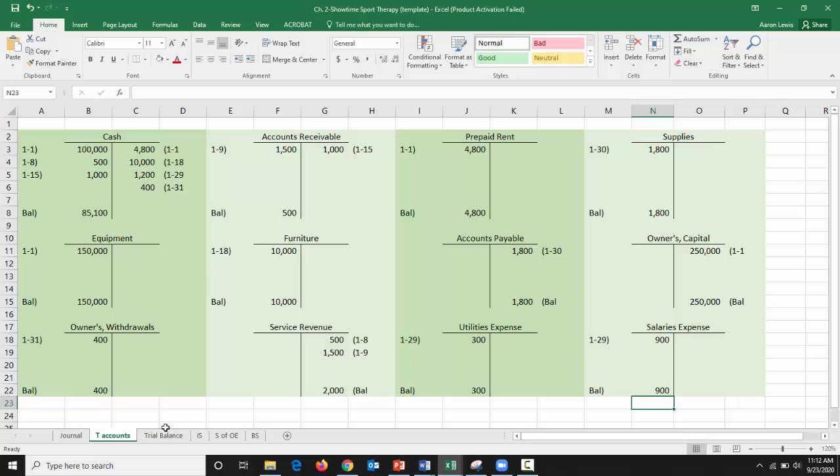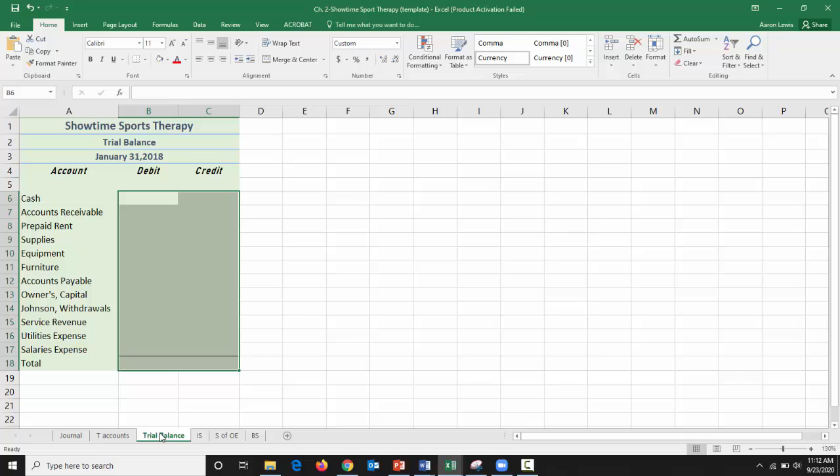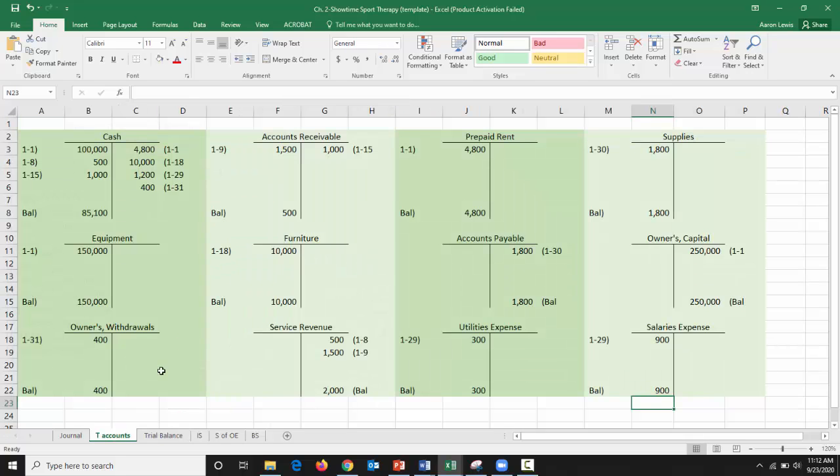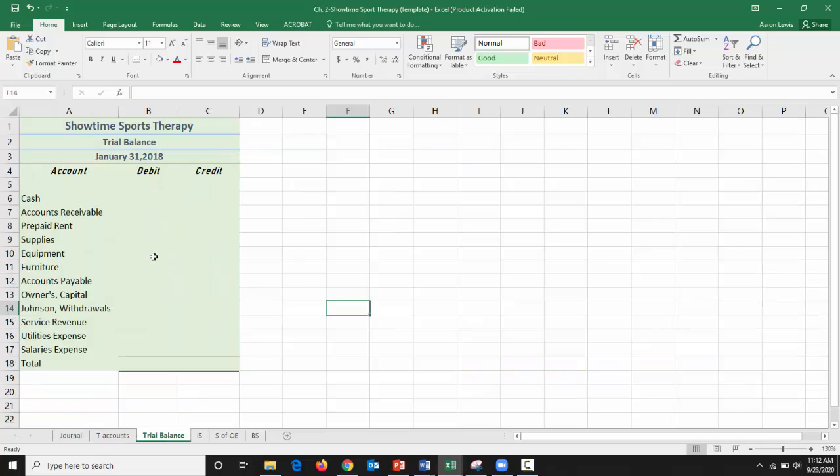Well, we got to do one thing before we can make our financial statements. We have to make sure that our debits equal our credits, because in accounting, debits always equal credits, and we're going to do that with this trial balance. And all we're going to do here is, if an account has a debit balance on the T account on the left side, we're going to put it in the debit column or left side of our trial balance, and we're just bringing our balance over.